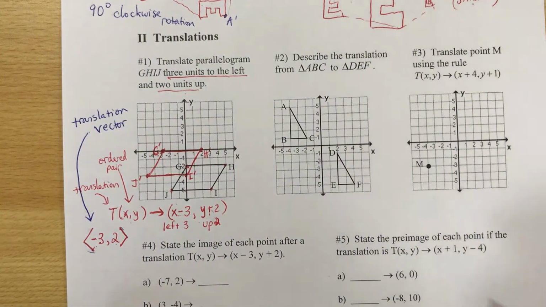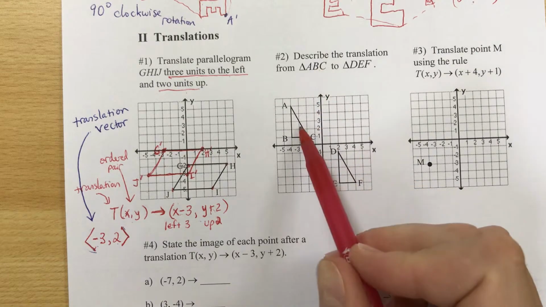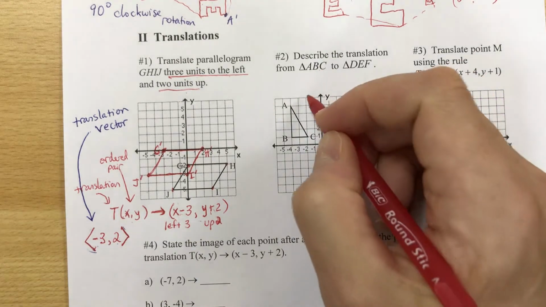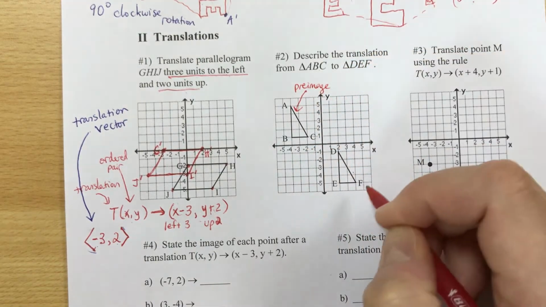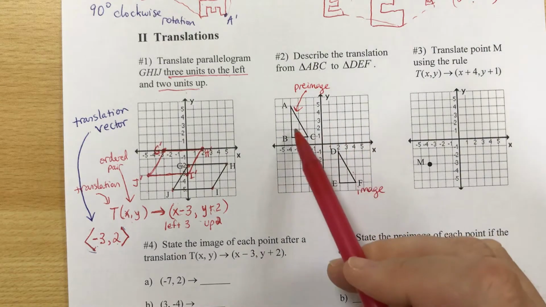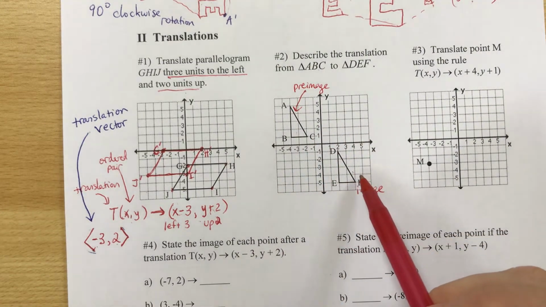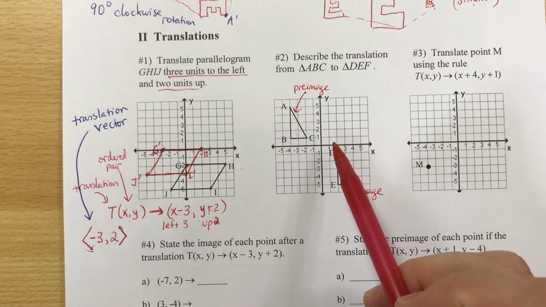So let's take number 2. Describe the translation from triangle ABC to triangle DEF. So ABC is our pre-image. DEF, this is our image. This is where we end, where we finish. So we start here, we finish here. The nice thing about this is that because it's visual, all you have to do is count.